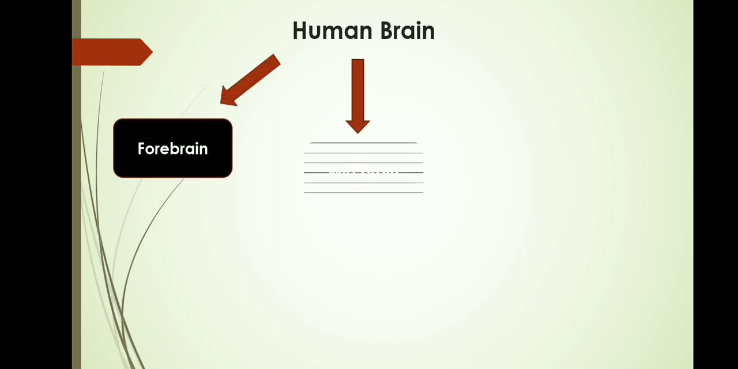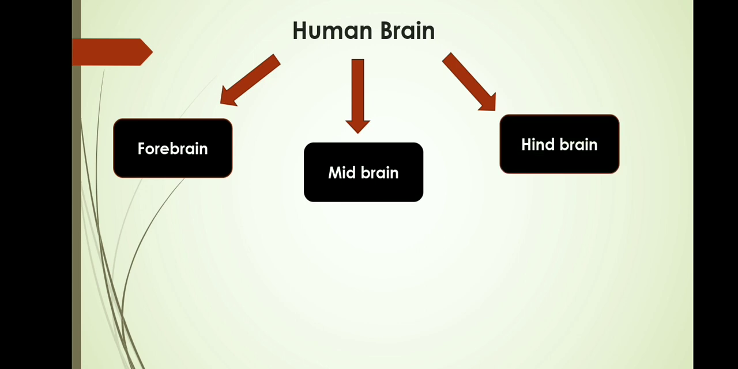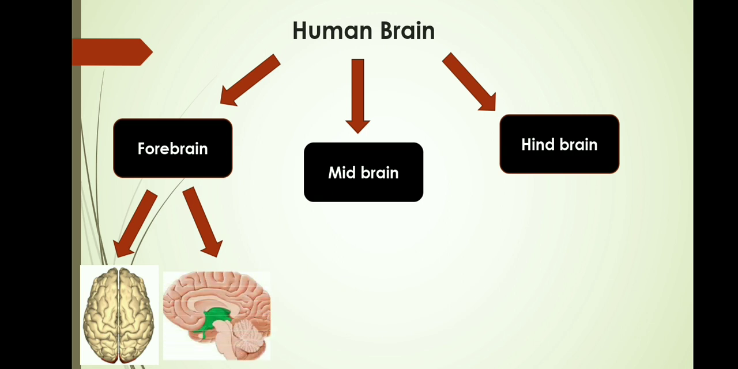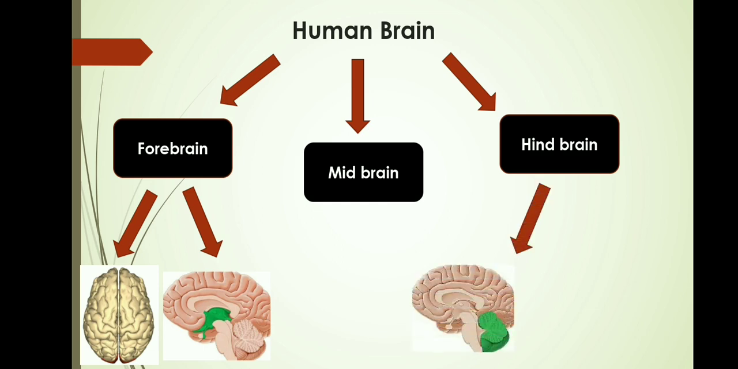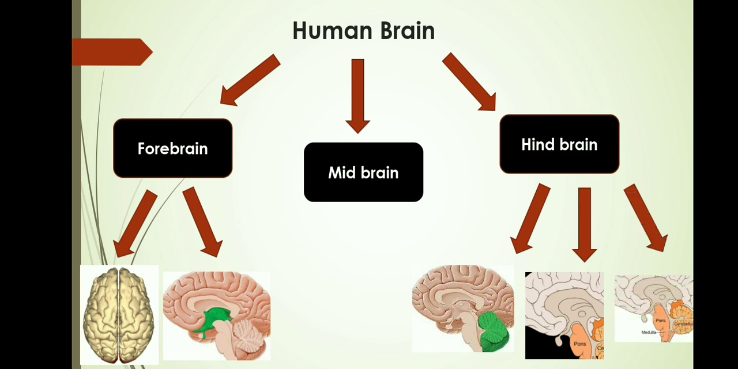Now let's quickly recall the parts of the human brain. The human brain is divided into three divisions as the forebrain, midbrain and the hindbrain. Forebrain is further divided into cerebrum and the diencephalon. Midbrain consists of four small rounded bodies which are known as corpora quadrigemina, and the hindbrain is divided into three parts again as the cerebellum, pons and the medulla oblongata. So this is about the structure of the human brain.